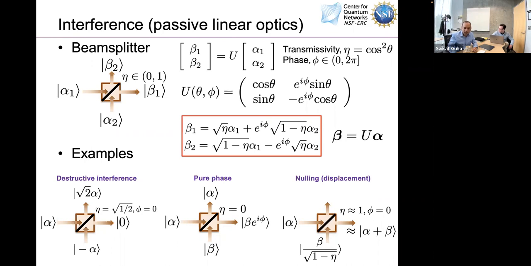So with this arrangement of having a highly transmissive beam splitter and a very strong local oscillator. Why is it strong? Because if eta is very close to 1, 1 minus eta is very small, which is in a denominator. So beta over square root of 1 minus eta, it has a very strong laser pulse. So with a strong local oscillator and a highly transmissive beam splitter, I was able to turn this interference into a gadget that can add two complex numbers. I can take alpha to alpha plus beta. So this is in the language of quantum optics. It's called displacement, or you can also call it nulling in a more conventional interferometric language.